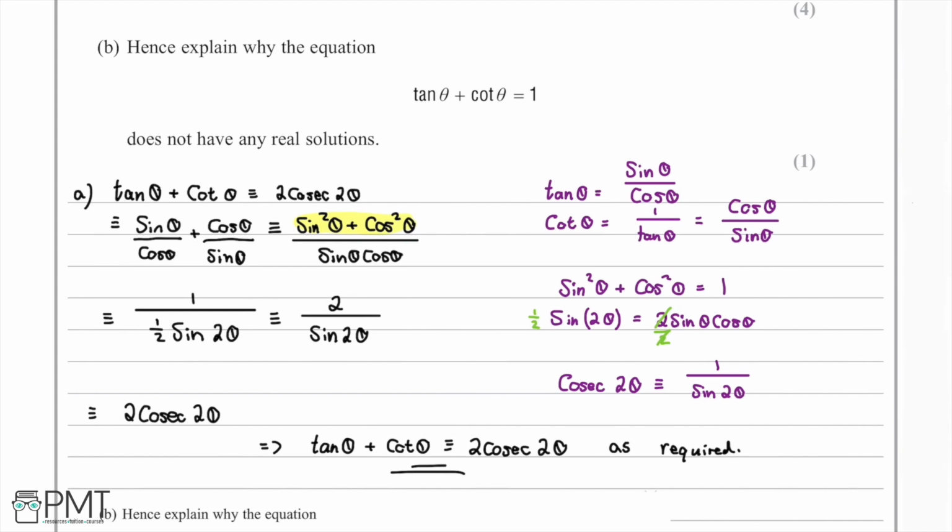We then received our second mark for multiplying out our fraction and making it into one single fraction here. We then received our third mark for knowing that sine squared theta plus cos squared theta was equal to 1, and also using the double angle formula here. So we achieved our third mark at this stage here, and we then achieved our fourth mark for knowing that cosec 2 theta was equal to 1 over sine 2 theta, which then led us on to the correct answer where we picked up our fourth mark.